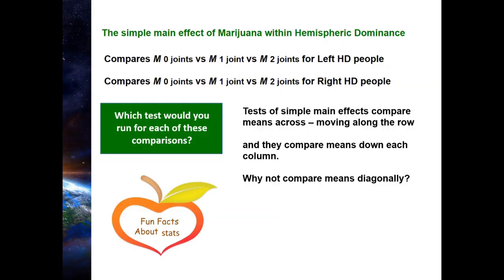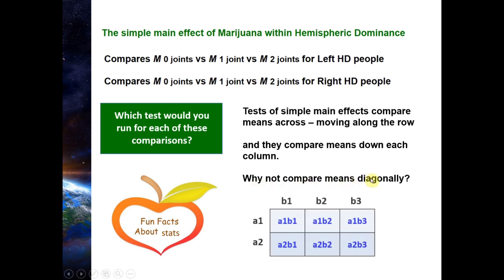Right, the final mini topic to close out today's lecture pertains to this question here. Why not compare means diagonally? Because we have covered tests of simple main effects that go across the rows. So this one would be comparing this mean to this one to this one. That would be one test of simple main effects. The second one would be to compare this one to this one to this one.